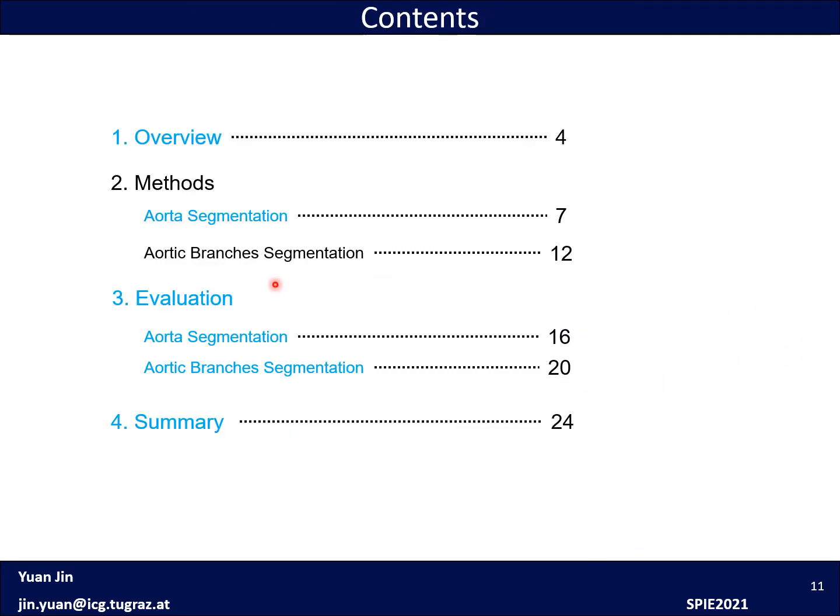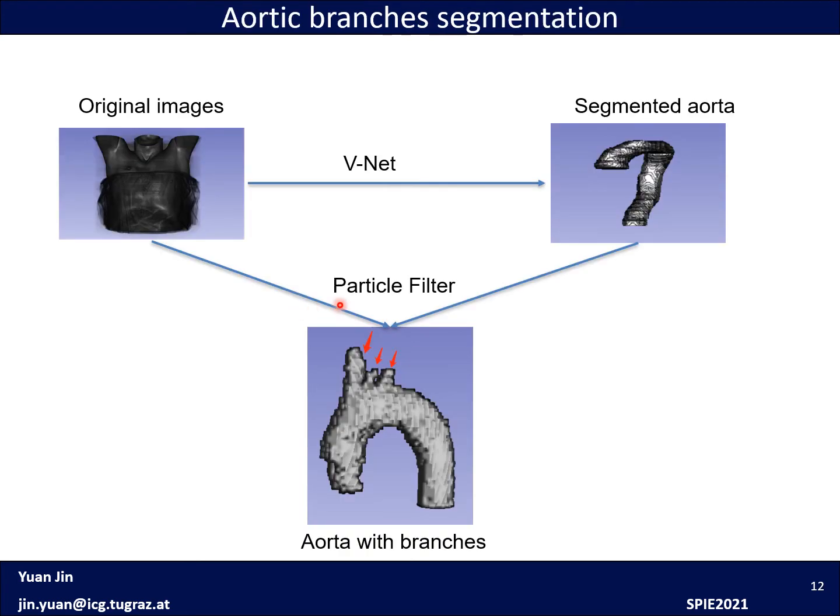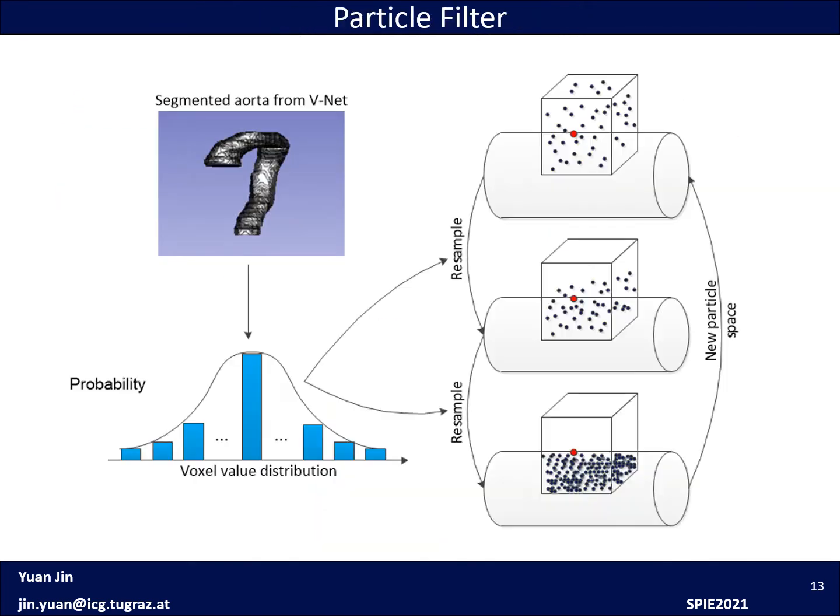Next is the aortic branches segmentation. We used the particle filter algorithm to segment the aorta with branches based on the original images and segmented aorta. Firstly, a Gaussian value distribution is generated based on the segmented aorta. A contour point is selected on the aorta and a cube space is generated.